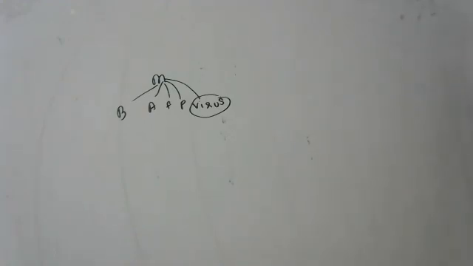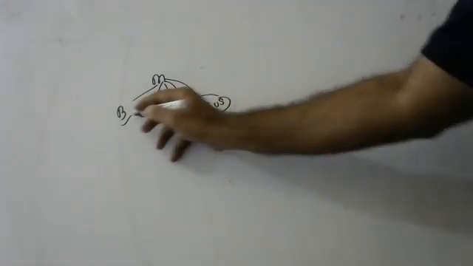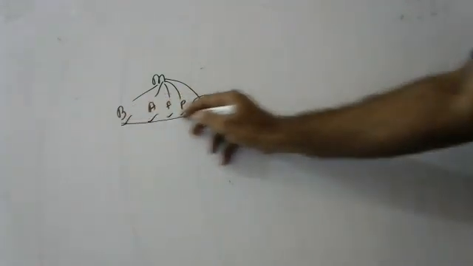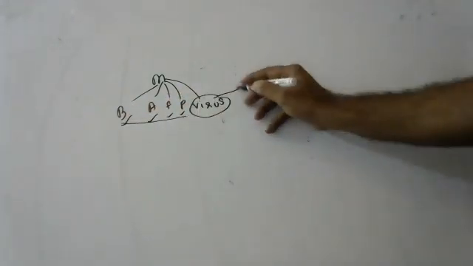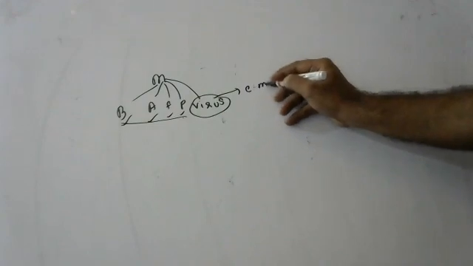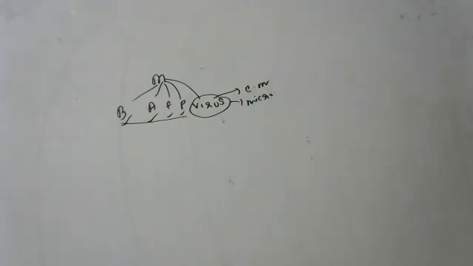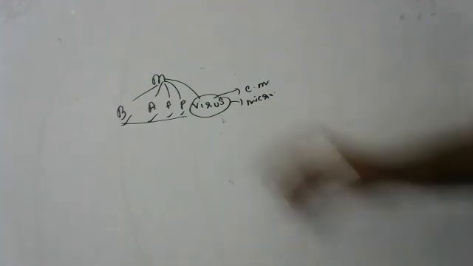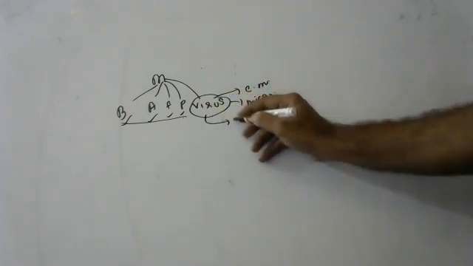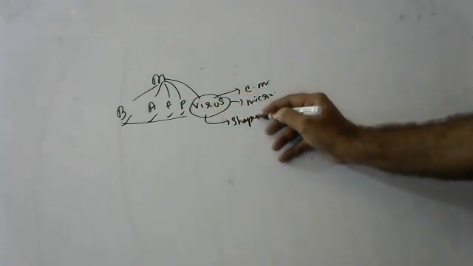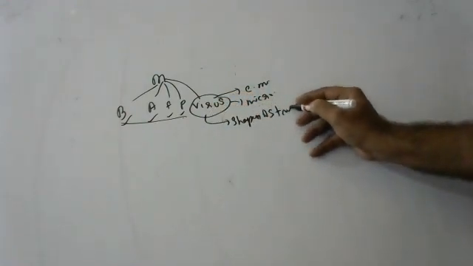So coming to virus, children, bacteria, algae, fungi, and protozoa you can see with a compound microscope. But if you want to see a virus, you need an electron microscope. They are very, very microscopic and very small, children. Like bacteria, they have different shapes and different structures.